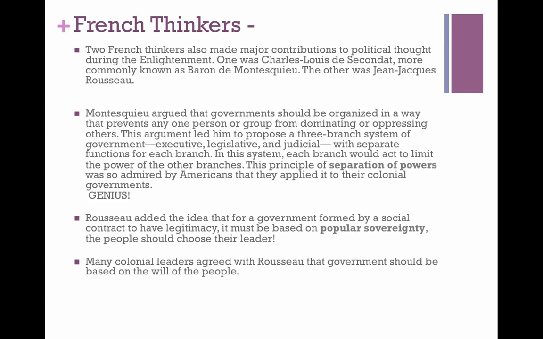So this principle of separation of powers was very admired by Americans, and they definitely applied it to their colonial governments. Montesquieu, in my opinion, was genius. Rousseau is the second French thinker we're going to talk about, and he added that the idea for government formed by a social contract was to have legitimacy, but this legitimacy must be based on popular sovereignty. So pretty much the thought that people had to choose their leader. So it goes with the foundation of United States history, but it goes a little bit against the time period in which he lived, because for a majority it was kings, and kings were not chosen by their people. Okay. Many colonial leaders then agreed with Rousseau that government should be based on the will of the people.